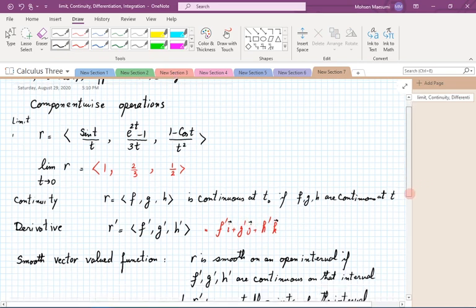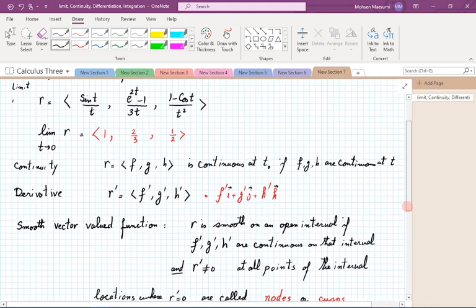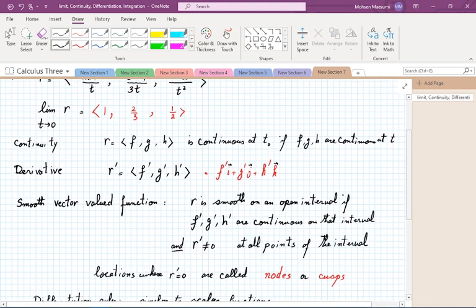Probably the only item that is new in this section is the concept of a smooth vector valued function. What do we mean by that? Well, the concept of something being smooth is just what you think of it, something without kinks, without cusps, without corners and such. That's what we are trying to imitate here.